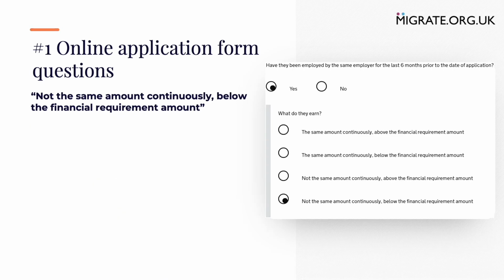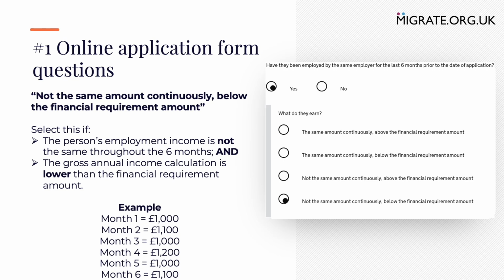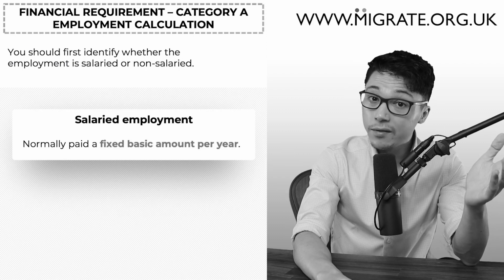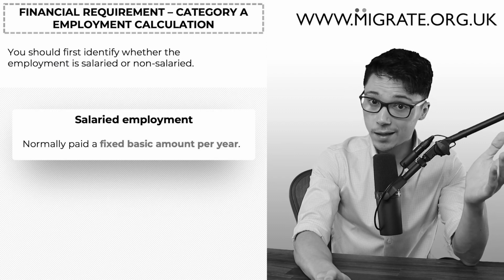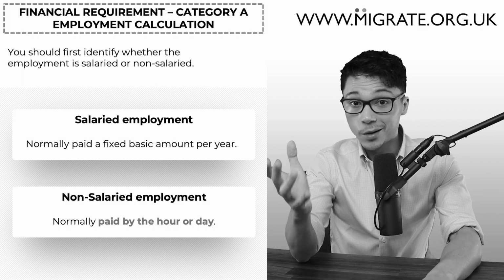And finally, the fourth option, not the same amount continuously below the financial requirement amount. This is relevant for those who have not received the same employment income throughout the 6 months, and the gross annual income calculation is lower than the financial requirement amount. As we discuss in our 1 hour plus long in-depth UK spouse visa requirements and process YouTube video, this calculation varies depending on whether the employment is salaried or non-salaried.